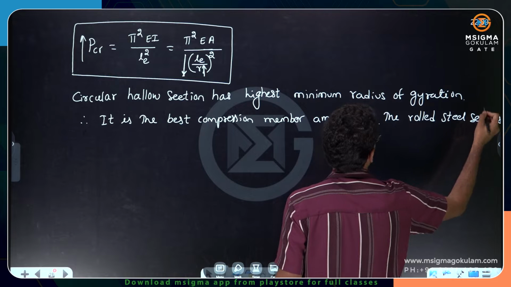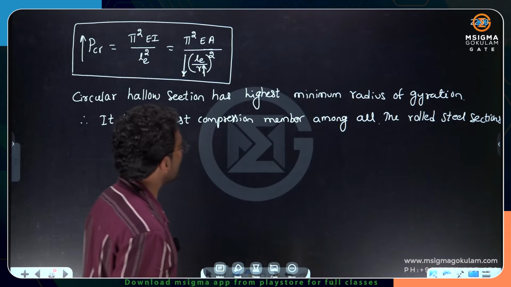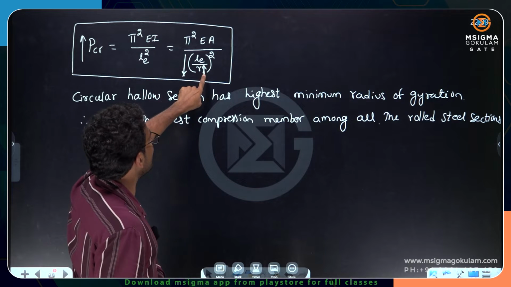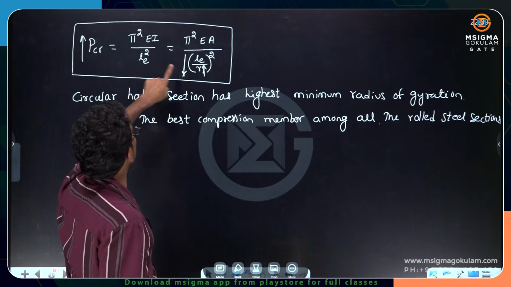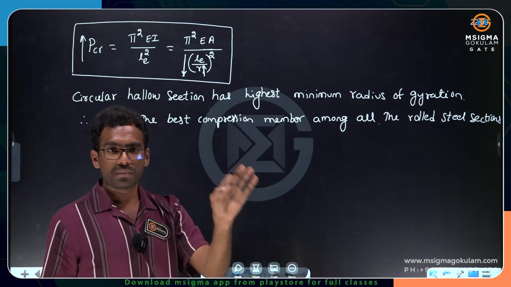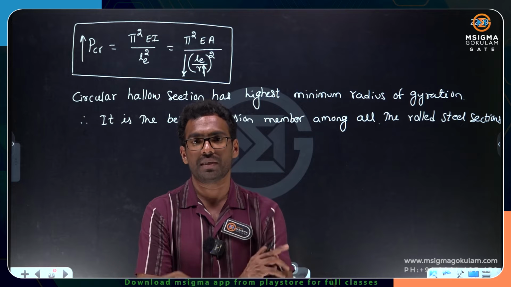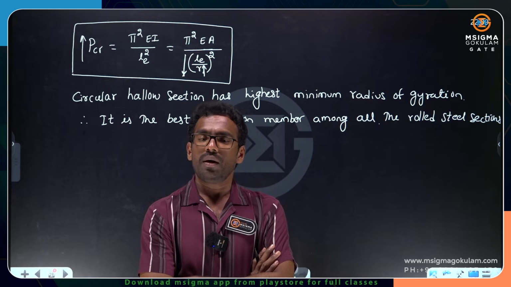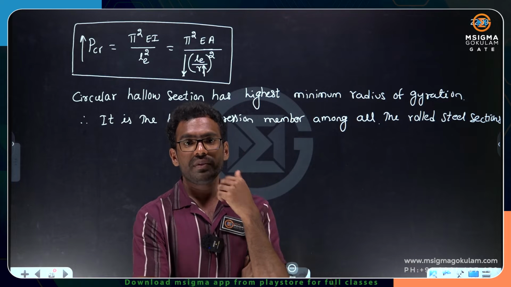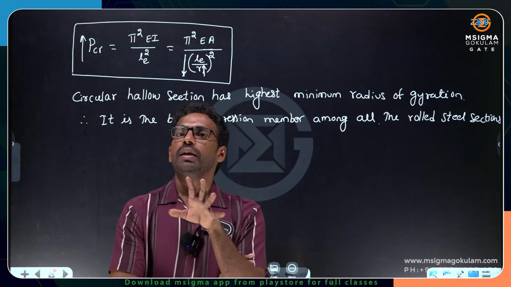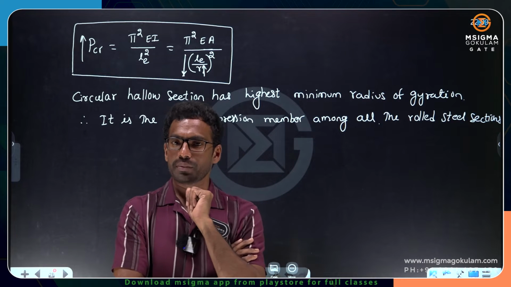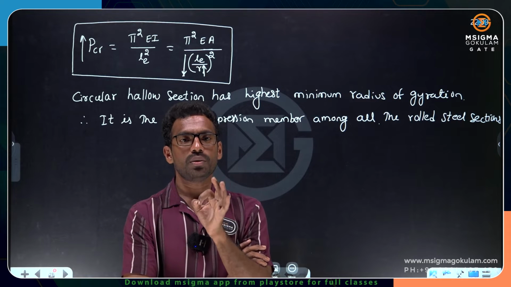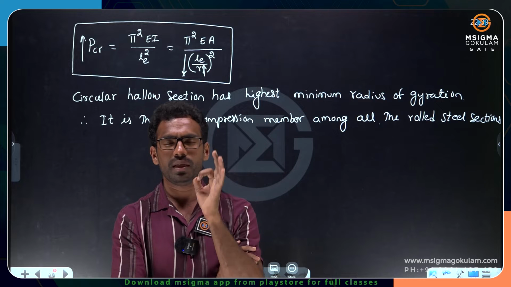Please understand this. Among all the available rolled steel sections, the circular hollow section is the only section which has the highest radius of gyration. If it has the highest radius of gyration, lambda will be less. If lambda is less, load carrying capacity is more. A very commonly asked question in all competitive examinations is: which of the following sections is the most efficient compression member? The correct answer is that the circular hollow section is the best compression member among all.